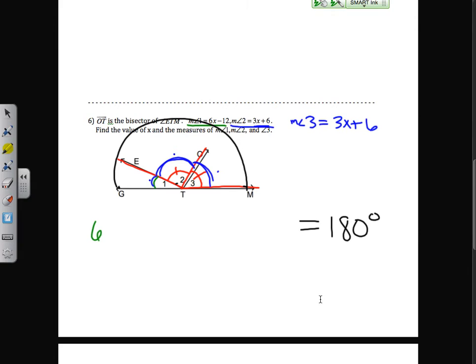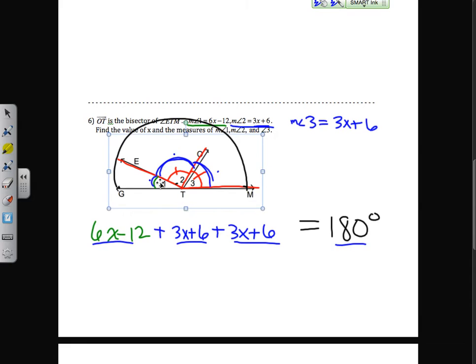All right, so now we'll put it all together. I have 6x minus 12. That's the angle 1. And then I have 3x plus 6 twice. And now you can add it twice, or you can just double it. Like you could have multiplied it by 2. So the 3 parts will equal the whole 180 degrees. Combine like terms. Things are actually going to cancel. I get 12x equals 180. So x is equal to 15.